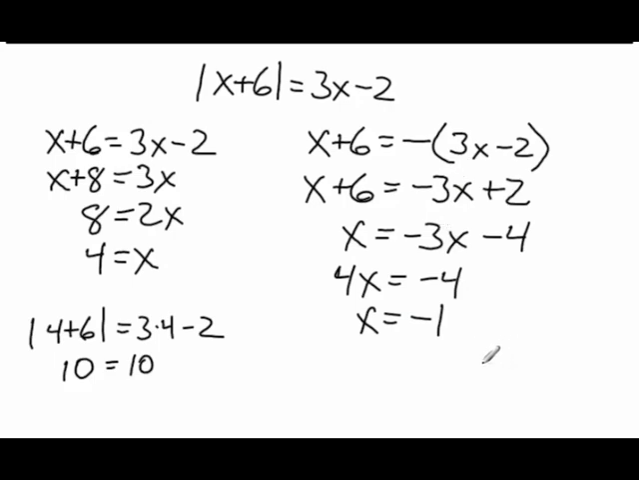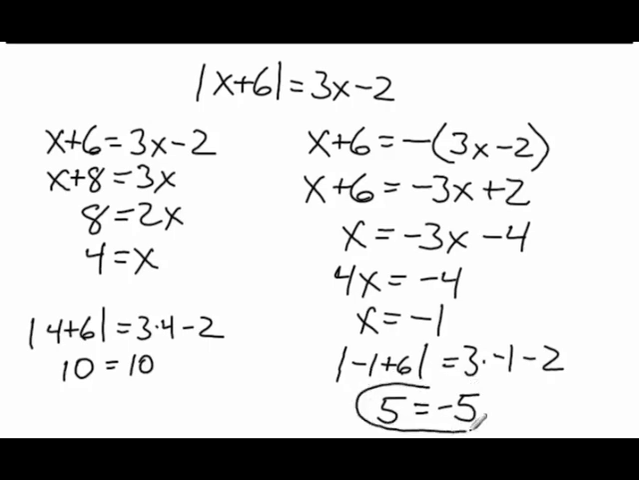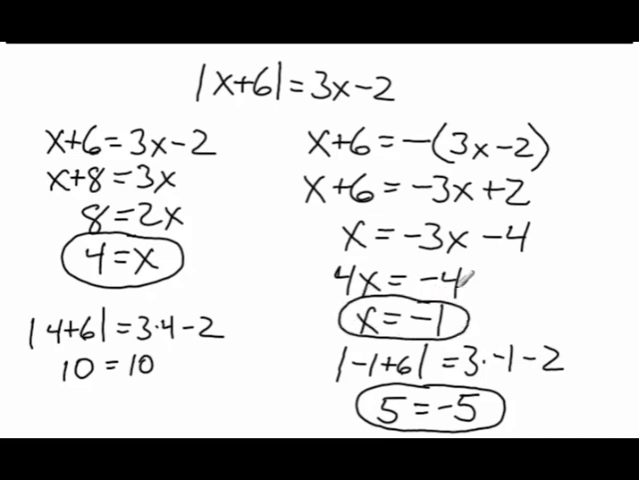Let's try this one. We have absolute value of negative 1 plus 6 equals 3 times negative 1 minus 2. Well, negative 1 plus 6 is 5, so the absolute value is 5. And 3 times negative 1 is negative 3, minus 2 is negative 5. So these two don't match. So in this case, we only have one solution, when x equals 4. This one is a false solution. So you always want to check to make sure in these kinds of problems that both solutions are actually true.